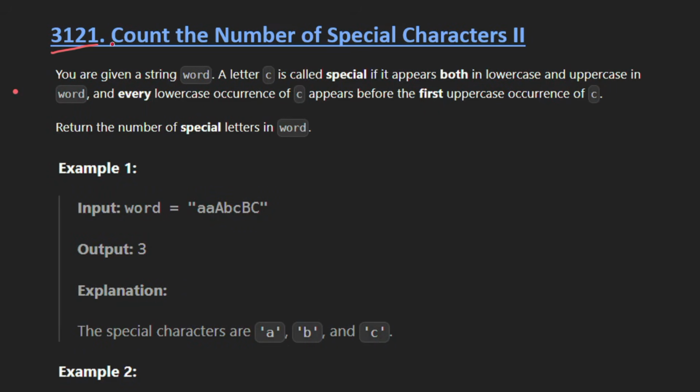Our today's LeetCode question is 3121, which is Count the Number of Special Characters, part 2. Yesterday we solved part 1 of this question. So, let's start this one. In this question, we are given a string, word, and a letter c.